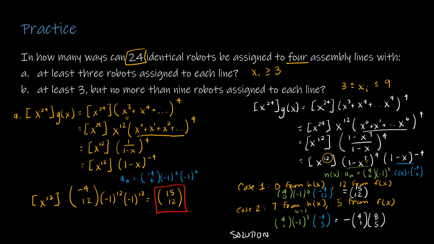My final solution is adding what I've written in white together. So 15 choose 12. And then I'm adding a negative, so basically I'm subtracting 4 choose 1, 8 choose 5. And again, I don't need for you to multiply that out and find the solution. I think you can leave it just like this and be perfectly happy that you did a great job.